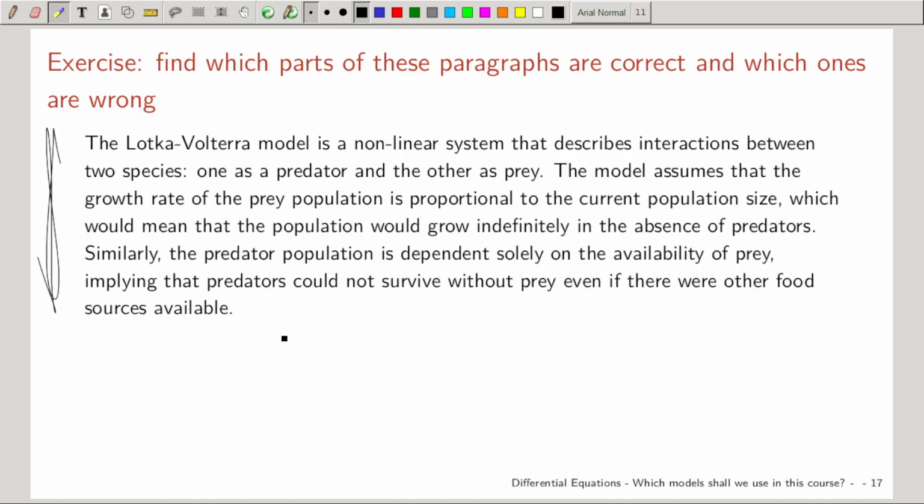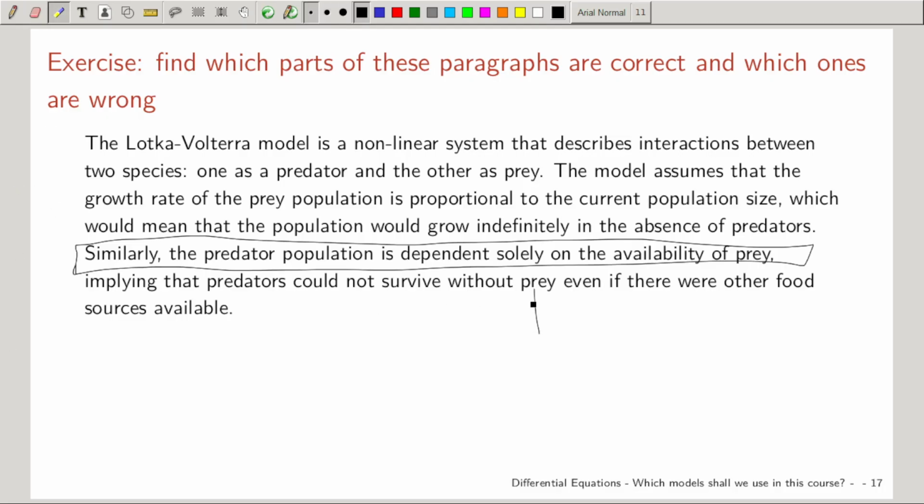Okay, people. Am I giving too little time? Maybe yes. Somebody that wants to point out one mistake here, please. Excellent. This is an error. There's another one. So the population dynamics, the predator population is dependent also on the population of the predators, not only on the availability of prey. True? Together?